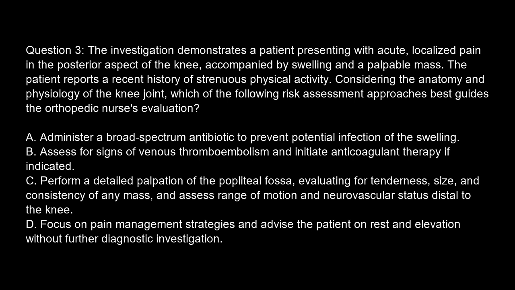which of the following risk assessment approaches best guides the orthopedic nurse's evaluation? Option A. Administer a broad-spectrum antibiotic to prevent potential infection of the swelling. Option B. Assess for signs of venous thromboembolism and initiate anticoagulant therapy if indicated. Option C. Perform a detailed palpation of the popliteal fossa, evaluating for tenderness, size, and consistency of any mass, and assess range of motion and neurovascular status distal to the knee. Option D. Focus on pain management strategies and advise the patient on rest and elevation without further diagnostic investigation.